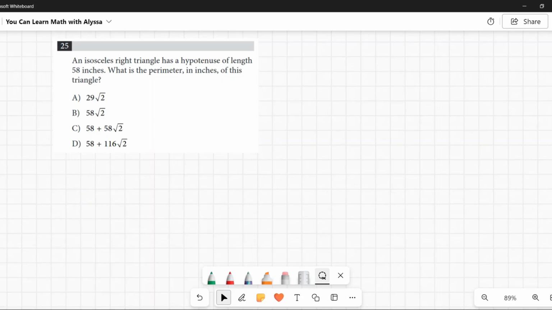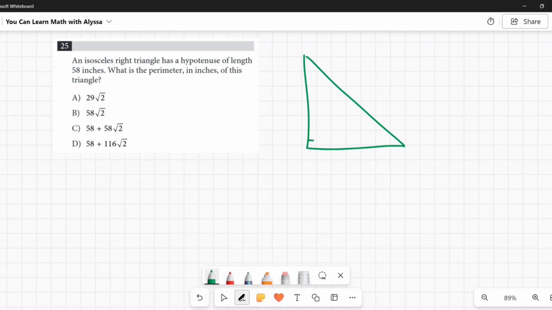Number 25. An isosceles right triangle has a hypotenuse of length 58 inches. What is the perimeter in inches of this triangle? Okay, a couple different ways you can do it. An isosceles right triangle is a right triangle that's also isosceles, so it has two legs that are the same. And we're told the hypotenuse is 58.